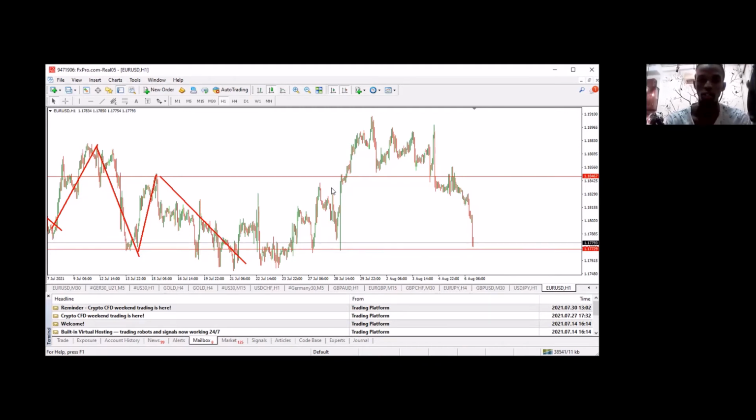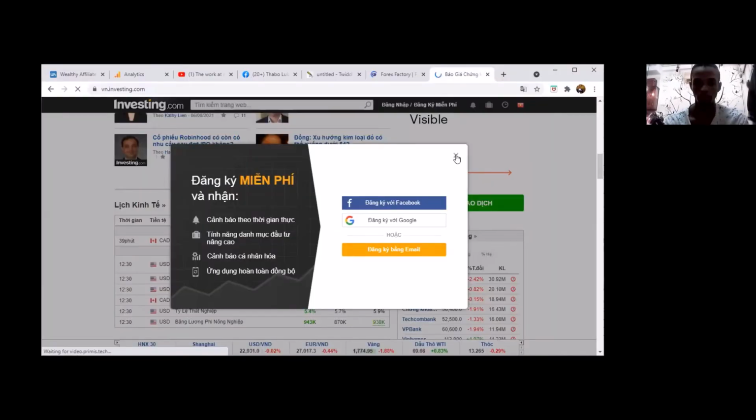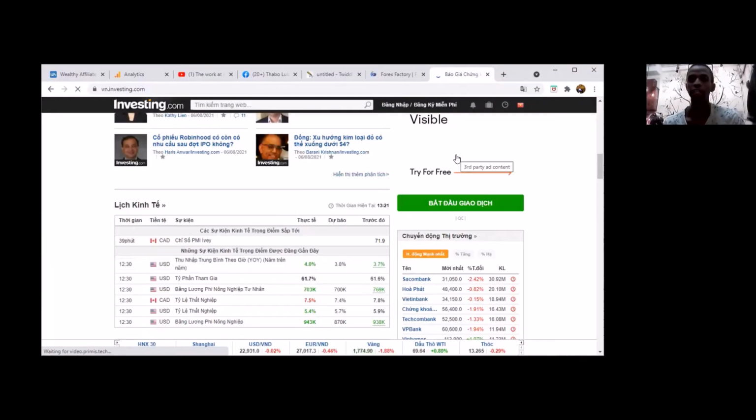So let's look at the news. There are basically two websites you can go to. You can choose any. The first one is investing.com. It's going to tell you the news that are coming up. So you can see USD, CAD, they obviously have news. So if you're a fundamental trader, you can capitalize on those.